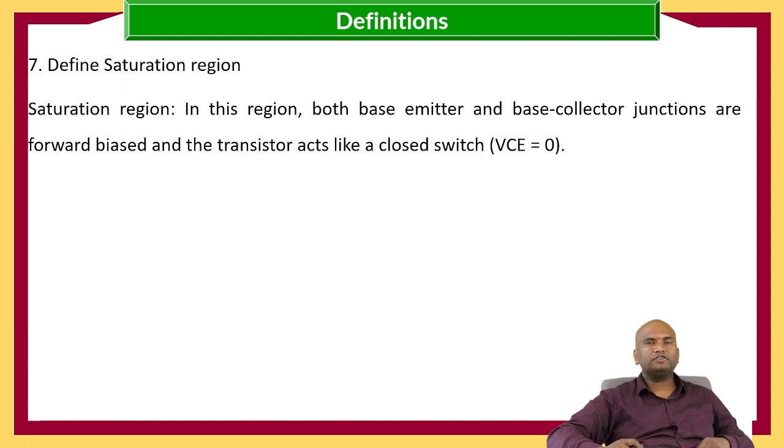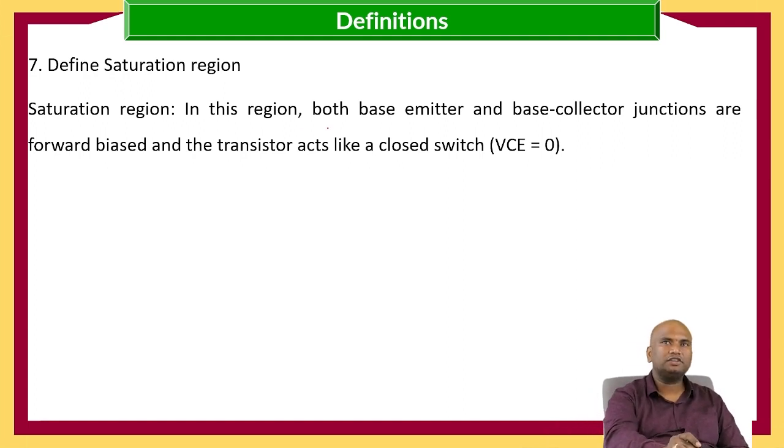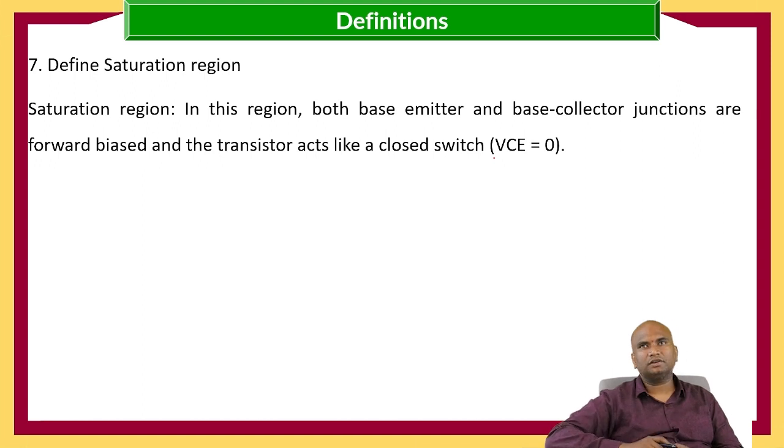And define saturation region. In this region, both base to emitter and base to collector junctions are forward biased and the transistor acts like a closed switch. Here both junctions are forward biased, so the transistor acts like a closed switch. That is nothing but a short circuit.